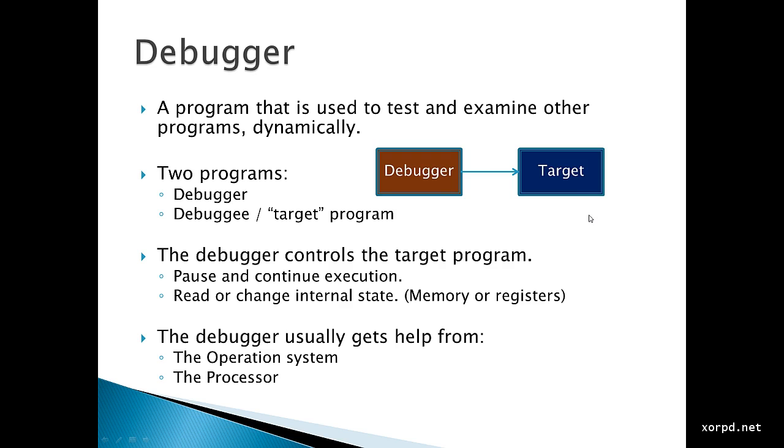The debugger controls the target program, which means that the debugger can pause or continue the execution of the target program. It can also read or change the internal state of the target program, which means that it can change both memory and register contents.